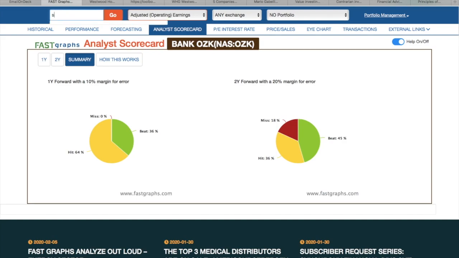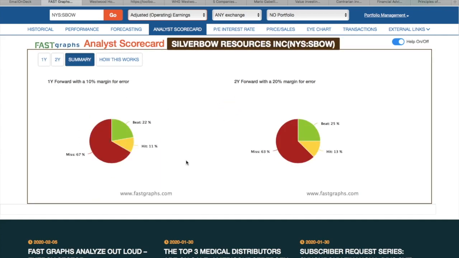We can go to, just for reference, another stock I have off the top of my head. And this is not a company you want to be investing in, because as you can see, even if analysts are estimating that the company is going to grow earnings, their estimates aren't right 2/3 of the time for the next year, and pretty much the same for 2 years out.